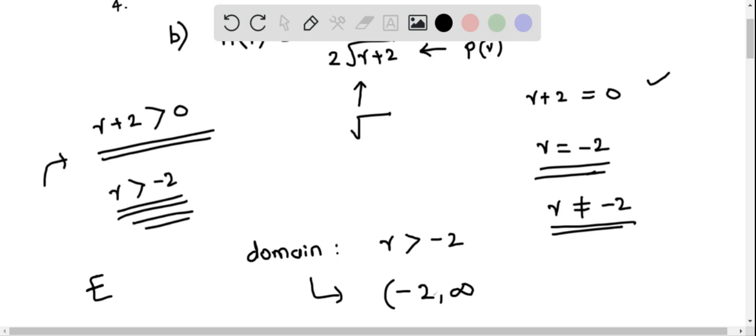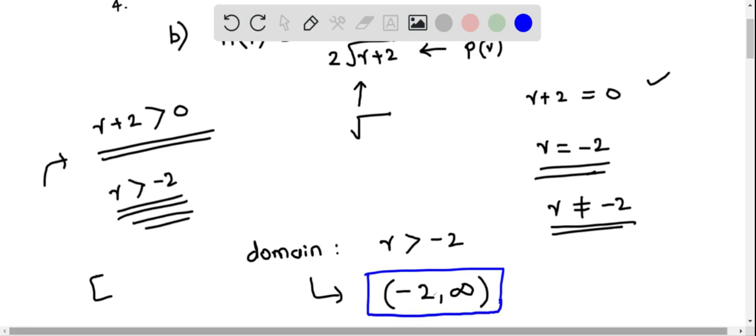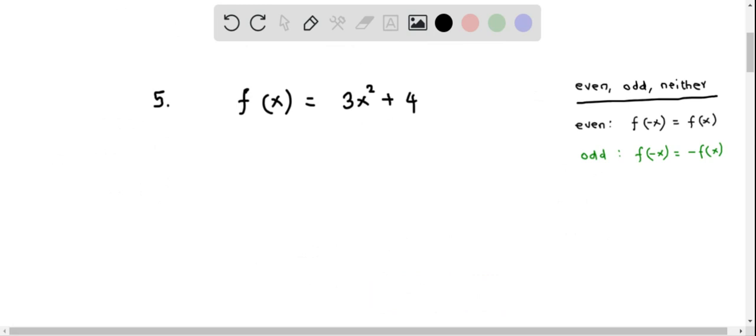When you put square brackets, this implies it is included. I'm specifically using open brackets. So this is the domain of this function, that is negative 2 to infinity. Let's do question 5.